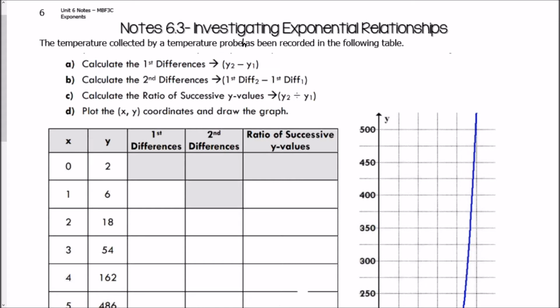So question A says to first calculate our first differences. Remember, to find our first differences, we just subtract each corresponding y value. So our first difference here is 4. Our next one is 18 minus 6, and 18 minus 6 is 12. And then the next one right here is 54 minus 18, and when we do that, we end up getting 36 right here, okay?